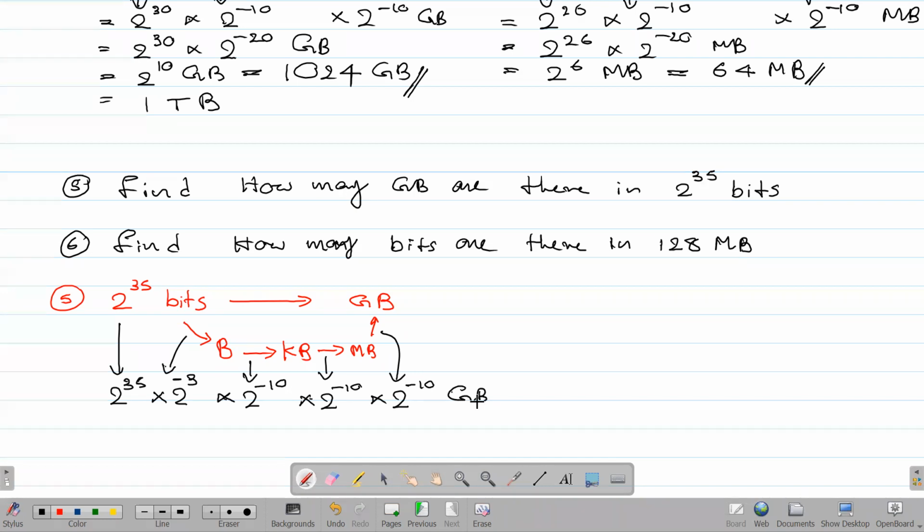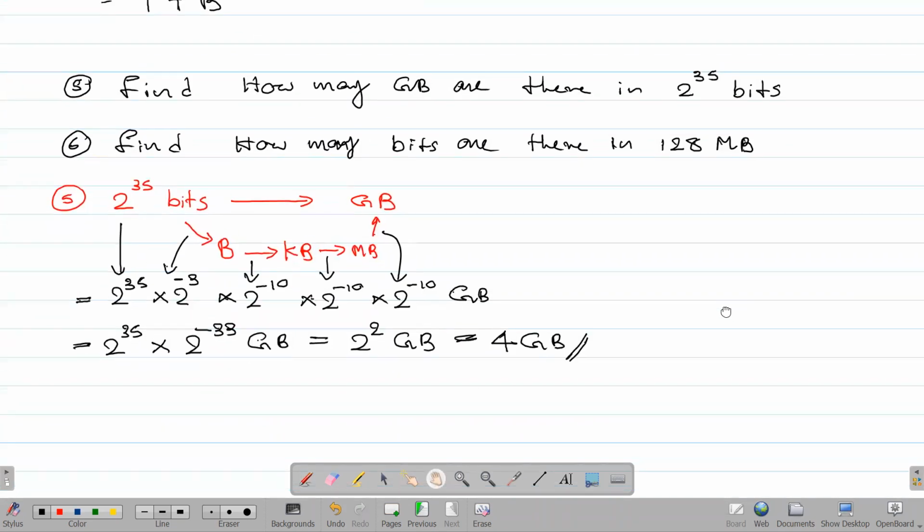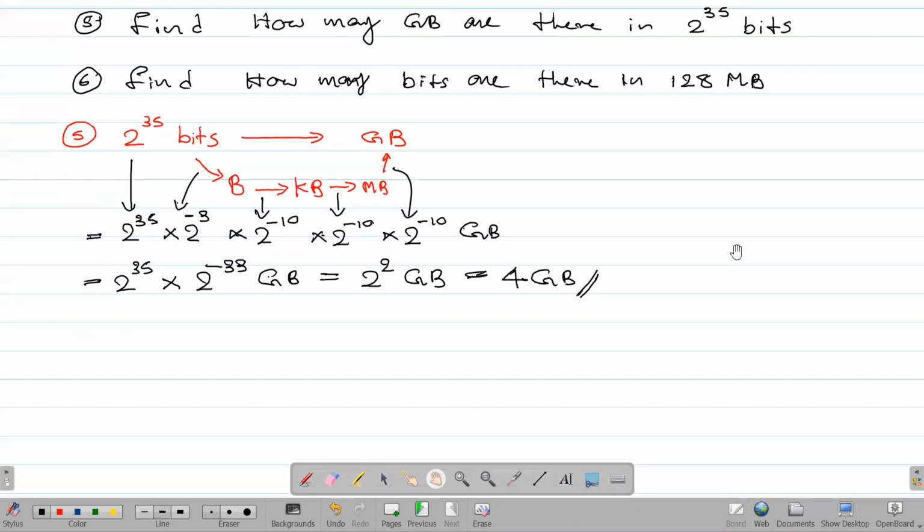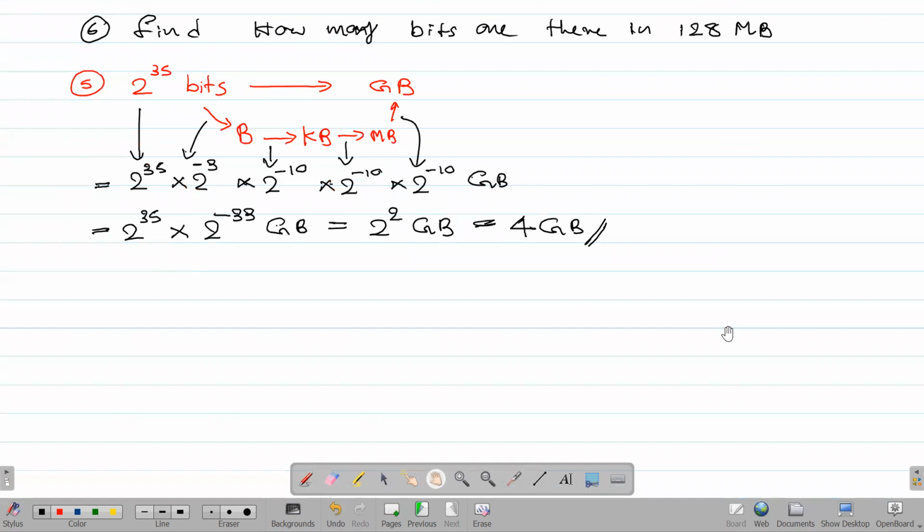Now you got the answer in gigabytes. So that means this gives you 2 to the power 35 into 2 to the power minus 33 gigabytes, which means 2 to the power 2 gigabytes, which means 4 gigabytes. People, did you get that? Yes, everyone?